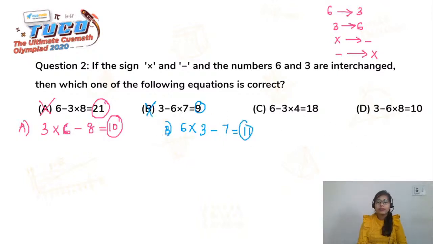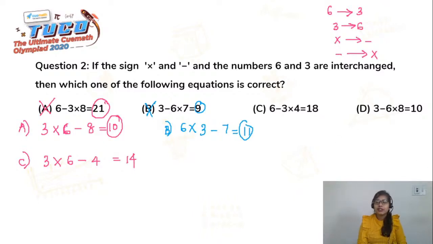Coming to option number C. In option number C, it says 6 minus 3 times 4, 18. So we are replacing our 6 with 3, minus with times, we are replacing 3 with 6, and we are replacing this multiplication with minus again, and the 4 does not change as it is, and we are going to check if we are getting 18 or not. So this is 18 minus 4. No, this is going to give me a 14.